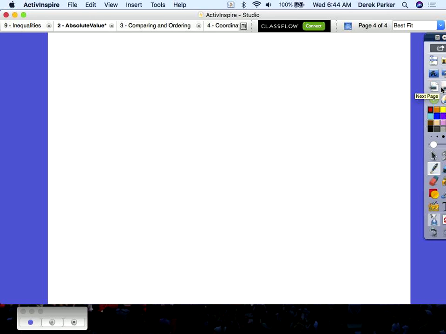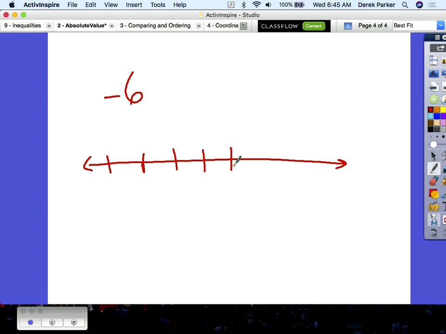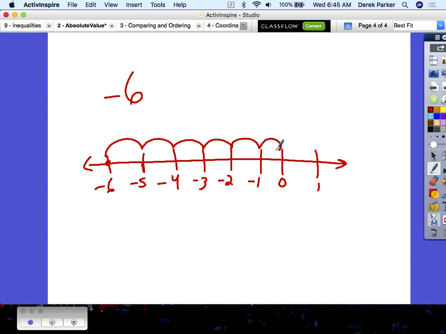Now, let's say I wanted to find the absolute value of -6. Find it on the graph. Now count. 1, 2, 3, 4, 5, 6. So the absolute value of -6 is 6.